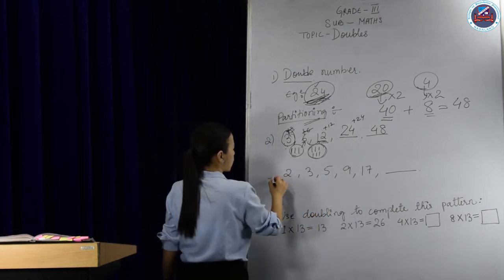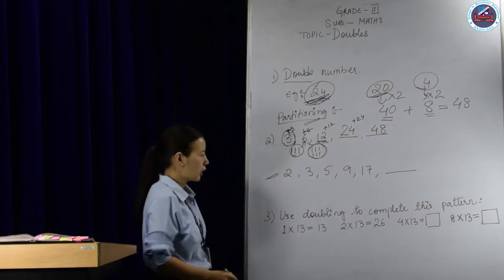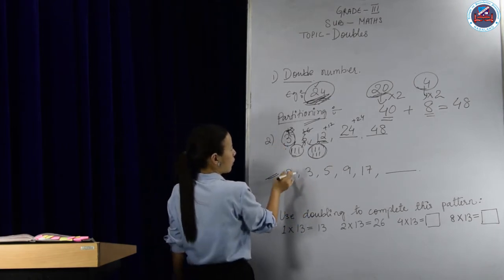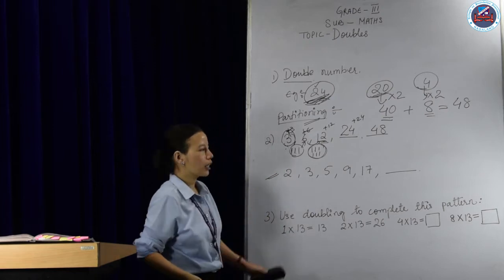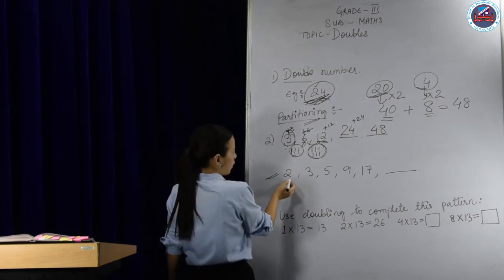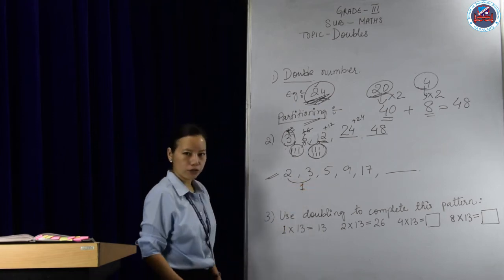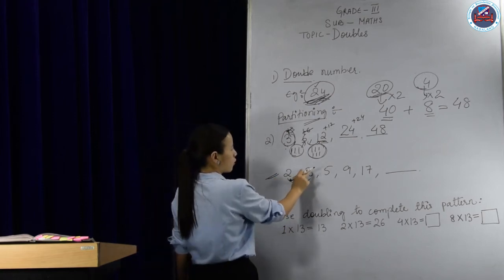Now let's go to the next one. This time, this one is a little different from the first one. Here, each of the sequence is using the doubling method. From 2 to 3, that is just 1 count. That is 2 plus 1, 3.